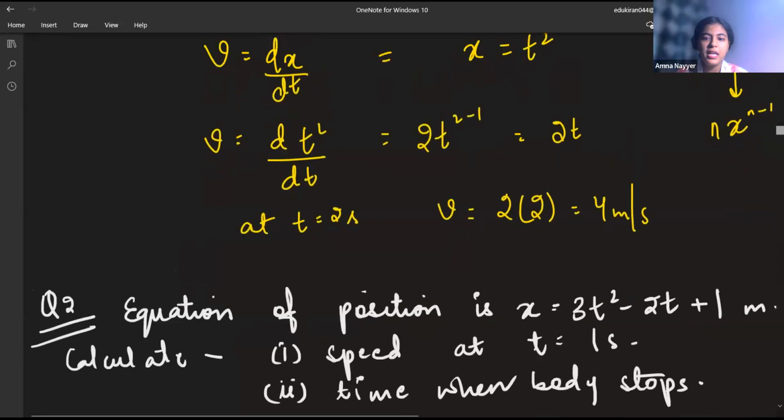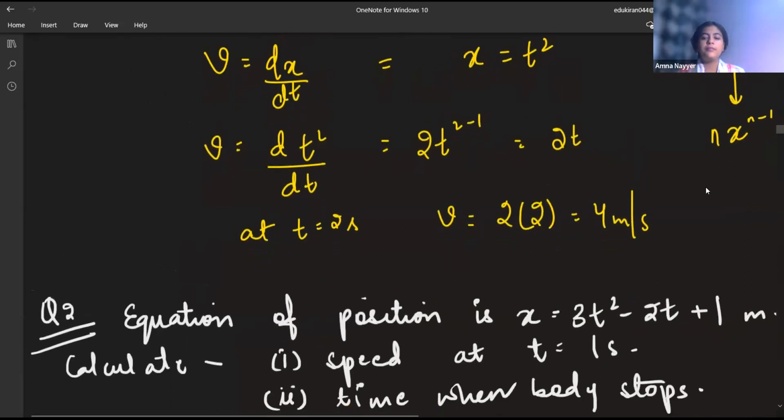Next question. Now see, it's a similar question. X is equal to 3t square minus 2t plus 1. You have to find the speed at t is equal to 1 second. Now can you all tell me whether this is instantaneous or average?